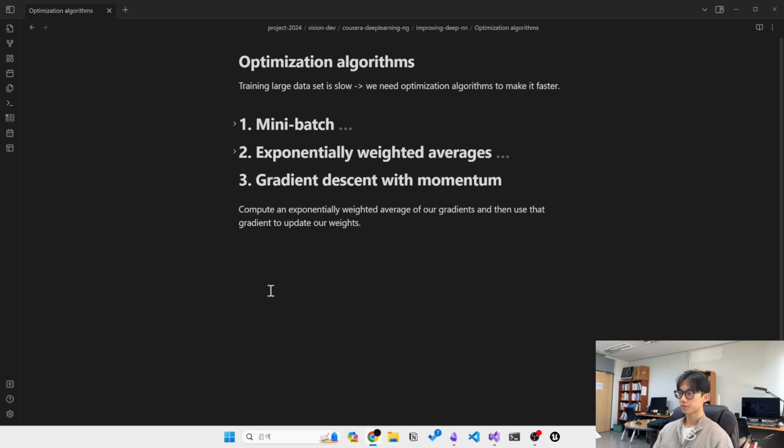Another way of viewing this problem is that on the vertical axis, you want your learning to be a bit slower because you don't want those oscillations. But on the horizontal axis, you want faster learning, right? Because you want it to aggressively move from left to right toward that minimum, toward that red dot. So here's what you can do if you implement gradient descent with momentum.